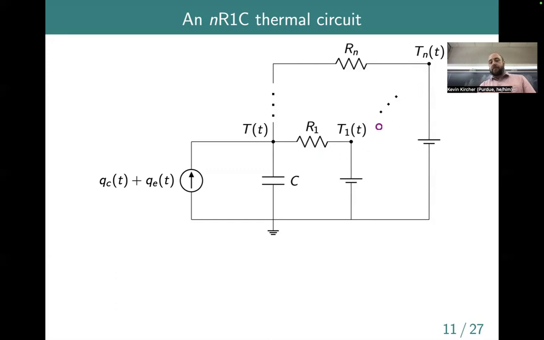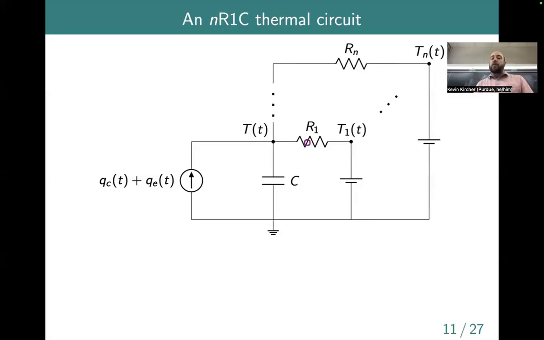And then there are a bunch of other resistances and boundary temperatures, and we could think of those as other adjacent zones. One could be the outdoor temperature, another could be the temperature in the room upstairs or downstairs.